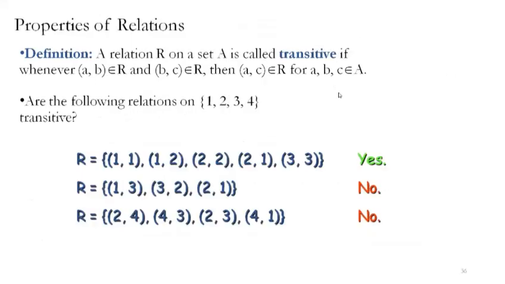So the final relation property is transitive. A relation R on a set A is called transitive if whenever A comma B belongs to R and B comma C belongs to R, then A comma C belongs to R. A is equal to B, B is equal to C means A is equal to C. If this relation holds, then it is said to be a transitive relation.